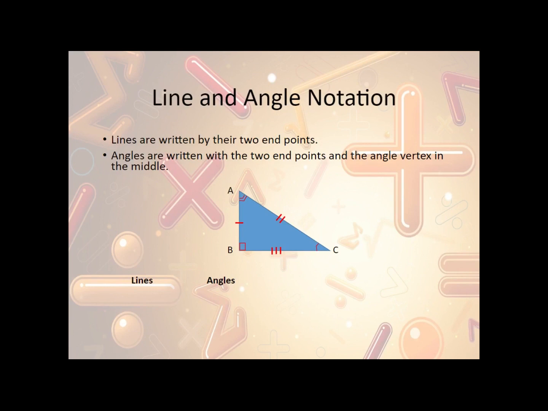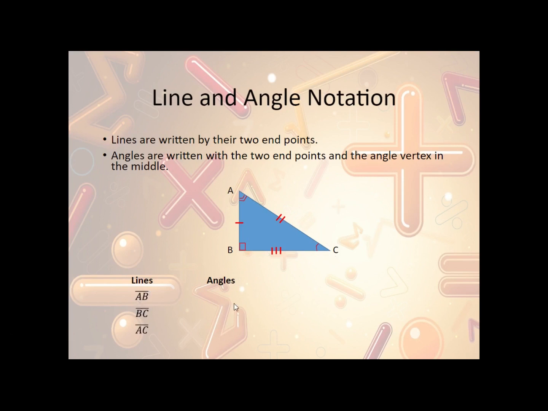So the first way is the line segments are written by their two endpoints. For instance, this is AB. And then we'd have BC. So that goes from here to here. And then we have AC or CA. Either way works, and you could do it in any order. This could be BA or CB. It doesn't really matter. But we need to indicate it by the two endpoints.